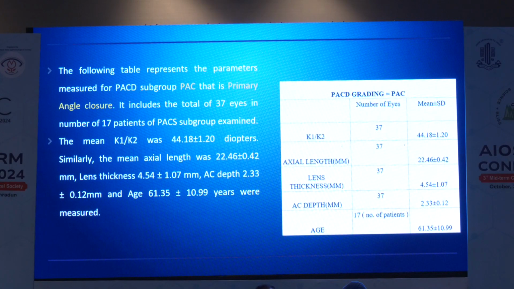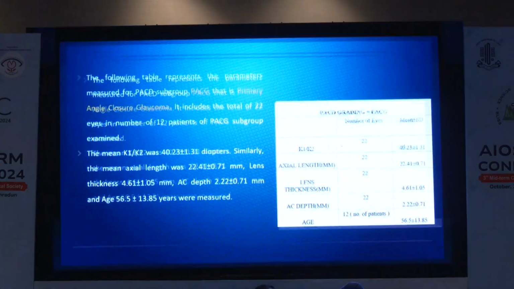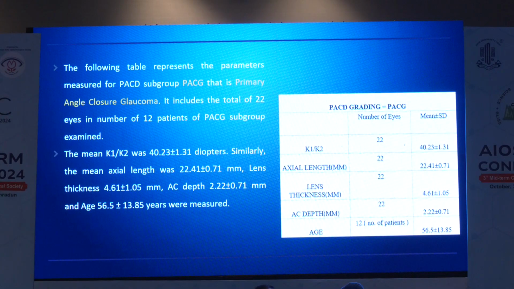So this is the subgroup of primary angle closure. The K1, K2 values were 44.18 plus minus 1.20 diopters, and axial length was 22.46 plus minus 0.42 millimeters. Lens thickness was 4.54 plus minus 1.07, and age was 61.35 plus minus 10 years. So these are the values for the PACG subgroup.